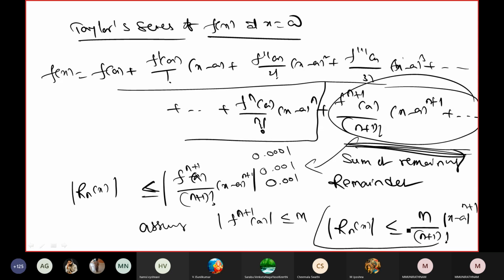Using this formula, we can estimate the remainder, or we can find how many terms are needed so that the remainder will be negligible, like 0.1 or 0.01 or 0.001. Okay na? Anyone having doubts, please? So that is the formula for estimating the remainder. Write down a problem here.